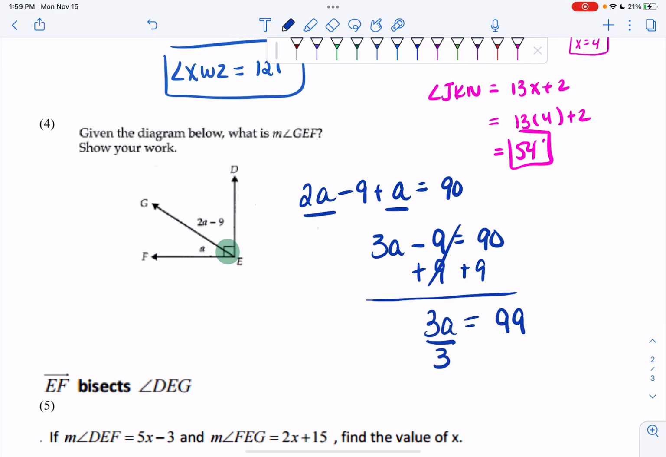And then I divide by 3. And I get a is equal to 33. It wants me to find the measure of angle GEF, so I start at G, go to E, end at F, and that's just substituting in for a. So I can say angle GEF is 33 degrees.